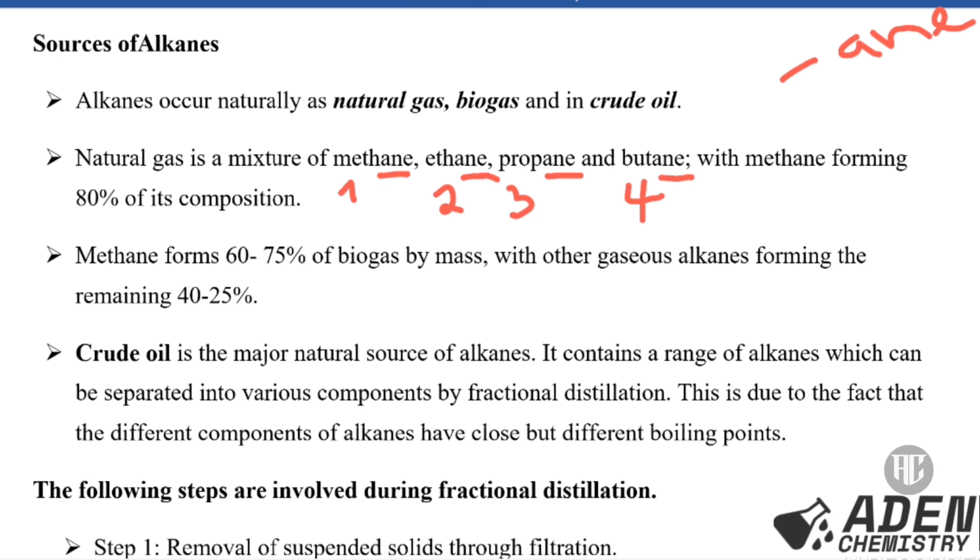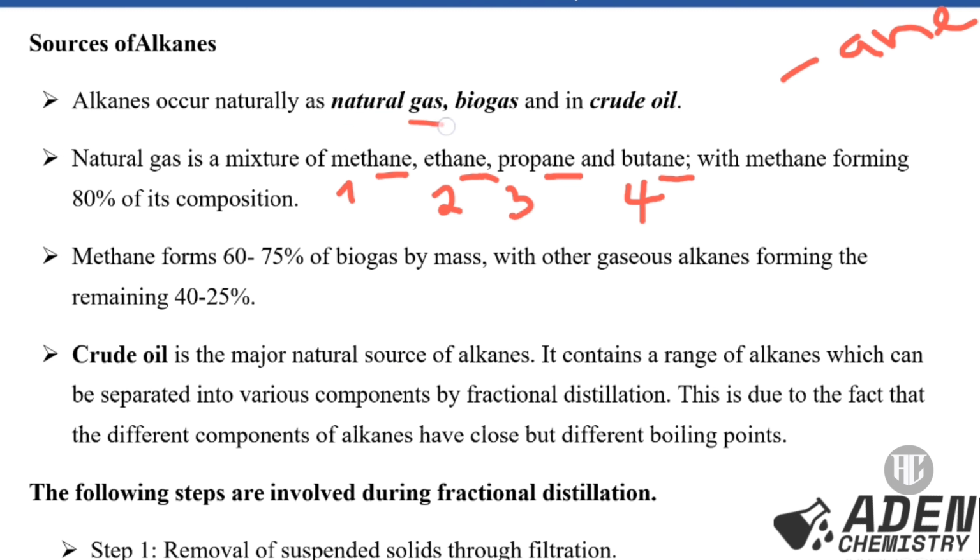So we proceed to crude oil. We are saying crude oil is the major natural source of alkanes. We said we have 3 sources of alkanes: natural gas, biogas, and crude oil. Out of the 3, crude oil is the main or major natural source of alkanes. It contains a range of alkanes which can be separated into various components by fractional distillation. The reason is that the different components of alkanes have close but different boiling points. Because of this, they can be separated by fractional distillation.